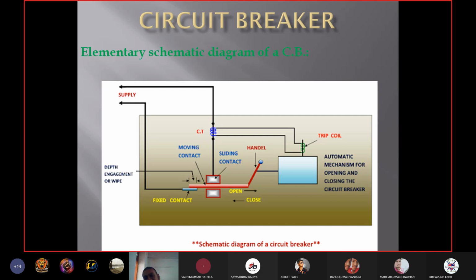This circuit breaker is used to make the circuit. After opening the circuit breaker, we need to close the circuit breaker circuit once again. So it makes the circuit; make means to close and break means to open. So the circuit breaker is used to open and close the circuit manually as well as automatically, in normal condition as well as in faulty condition. Okay, understood.